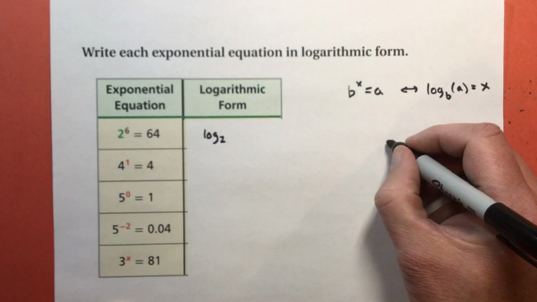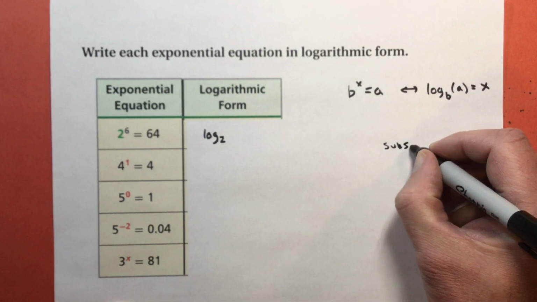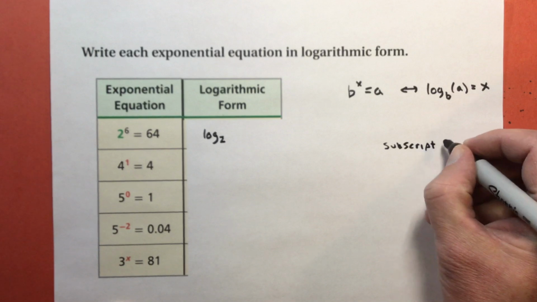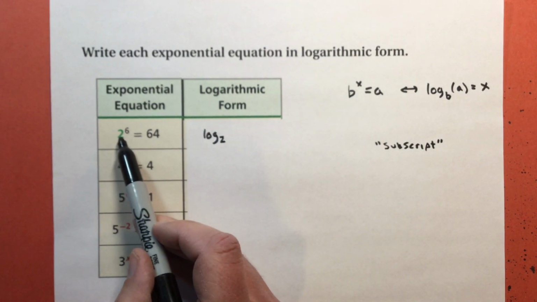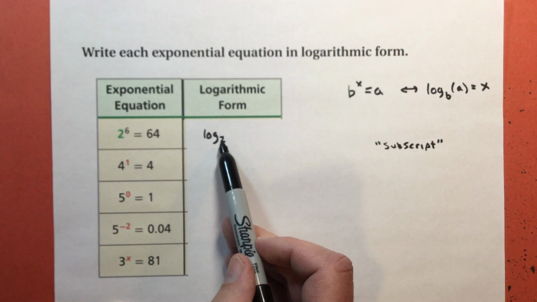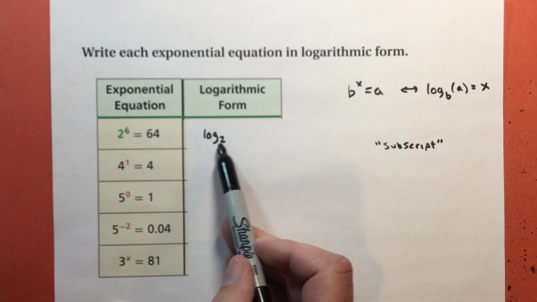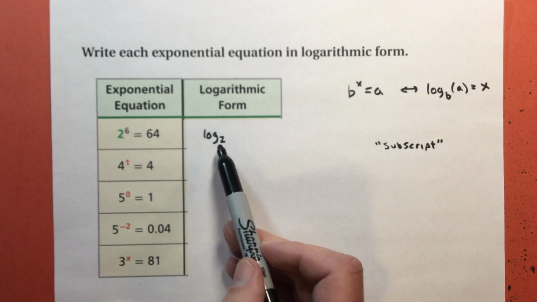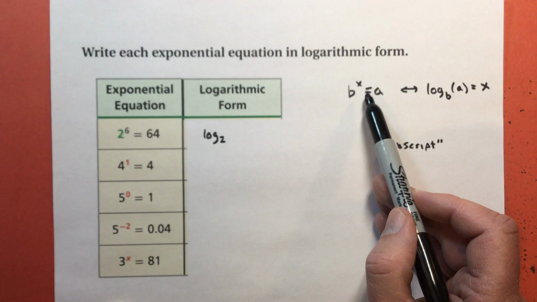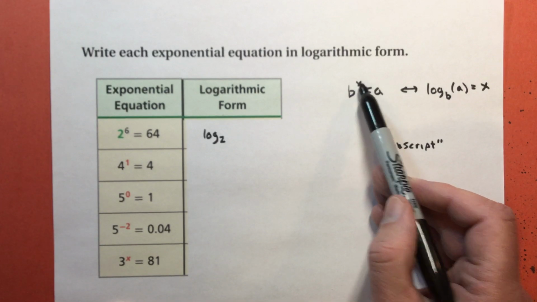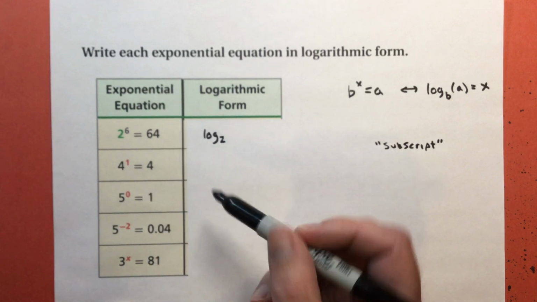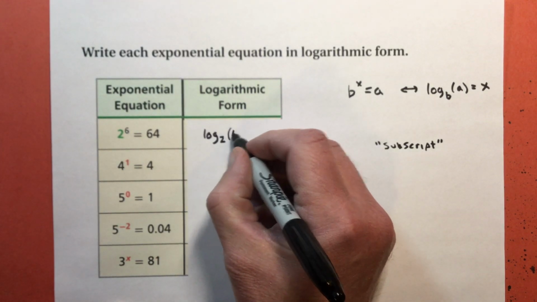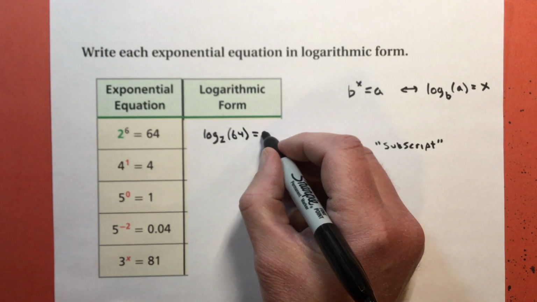I didn't explain this really well, but go ahead and Google it, look up what a subscript is, okay? So the 2, which is the base of the exponent, we write right here. We call it the base of the logarithm. The bases are the same. Now, the exponent is what the whole logarithm equals. So I'm going to write that in a second, but I have to do this part first. I'm going to put 64, and then that equals 6.